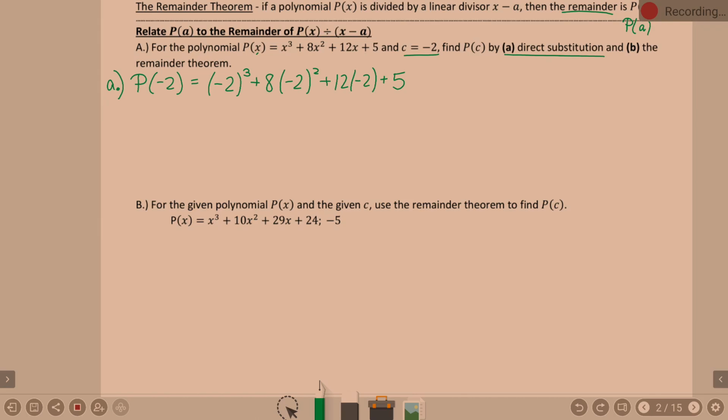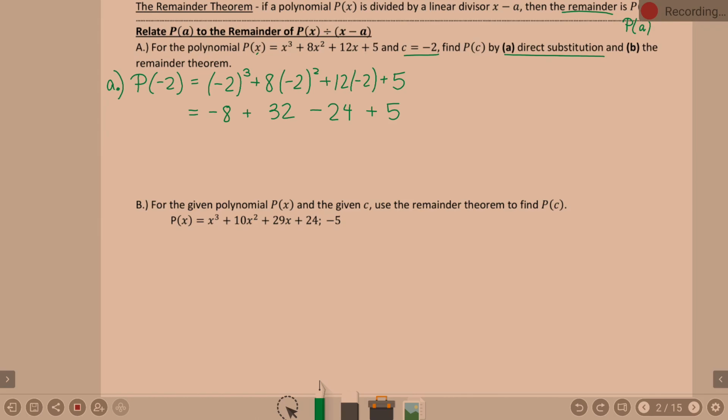Folks, it's do the math. It might require a calculator. What is -2 to the third? -8. -2 times -2 is 4, times another -2 is -8. Plus, what is -2 to the second? 4. 4 times 8? 32. Plus, what is 12 times -2? -24. And then plus 5.